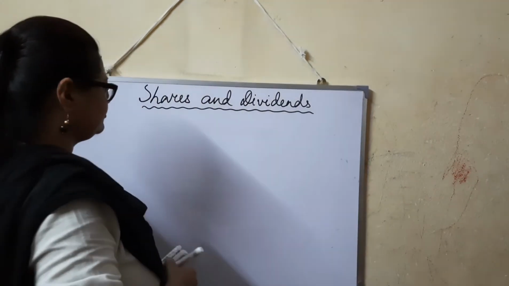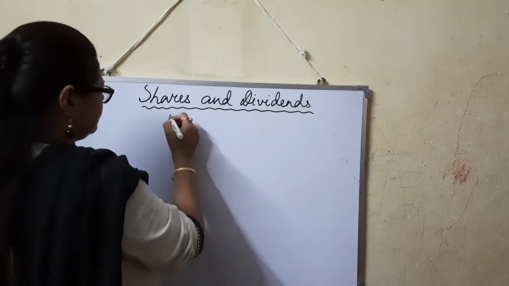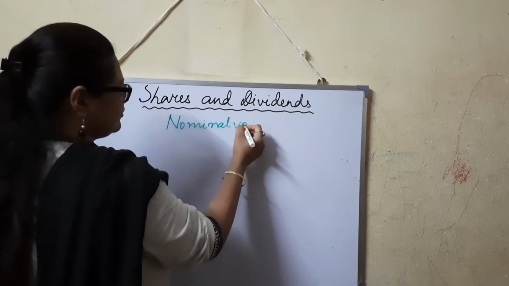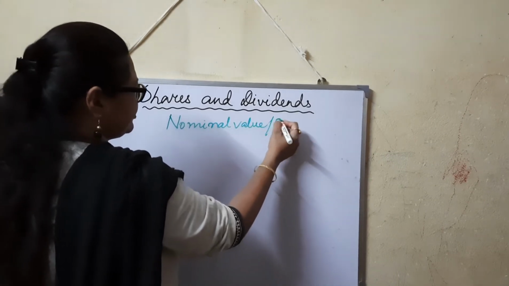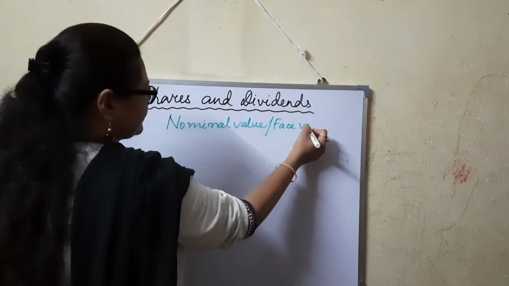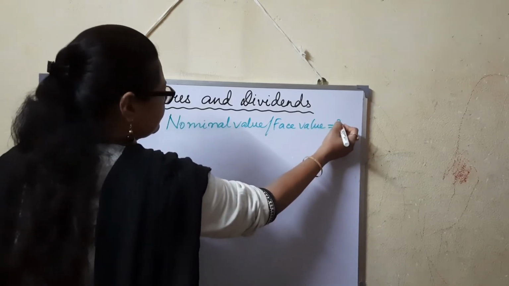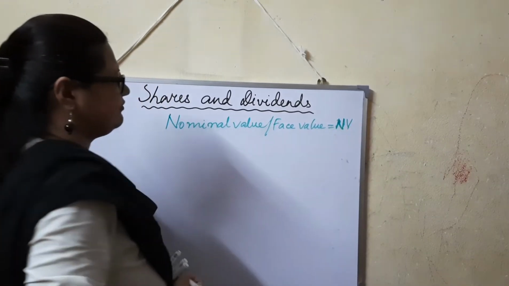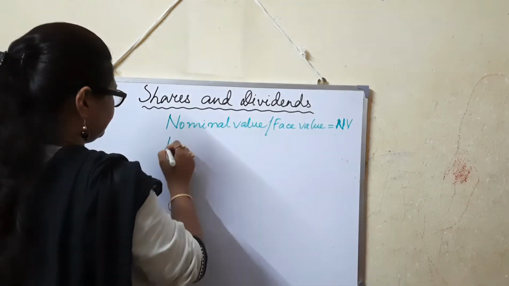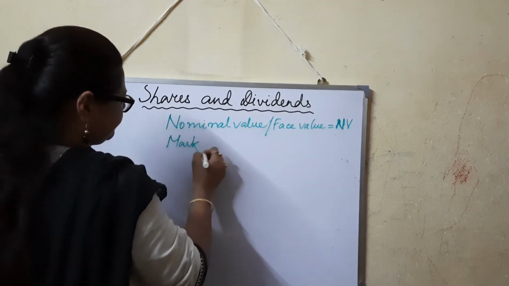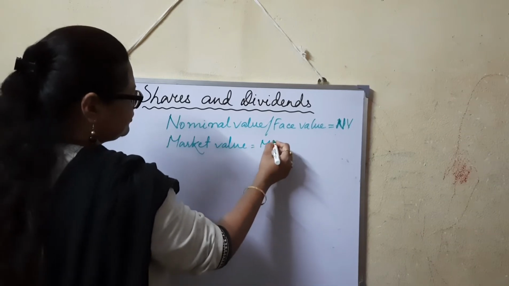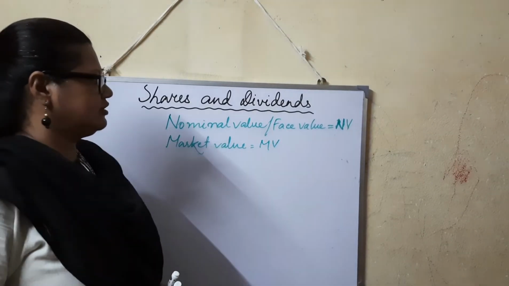First, we are going to talk about nominal value or face value. We denote it with NV. Then we have market value. We denote it with MV. Now what's nominal value and what's market value?